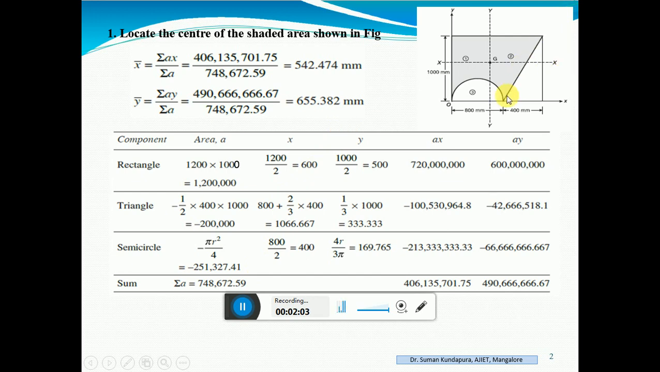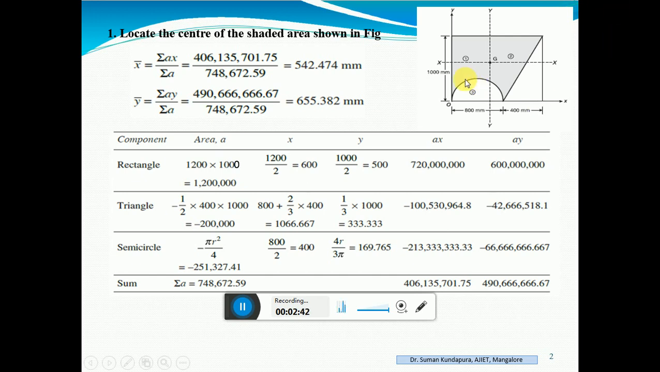Next, consider the triangle. This is second. Half into base into height, half into 400 into 1000. I have put a minus sign here. Why minus sign? Because this is the cutout portion from this entire rectangle. So this is not shaded area, so I need to cut out this portion from the entire rectangle. So I put a minus sign over here. However, this x and y are positive because both are lying in the first quadrant, so both are above the positive x-axis on the positive y-axis. So I will not consider them as negative.